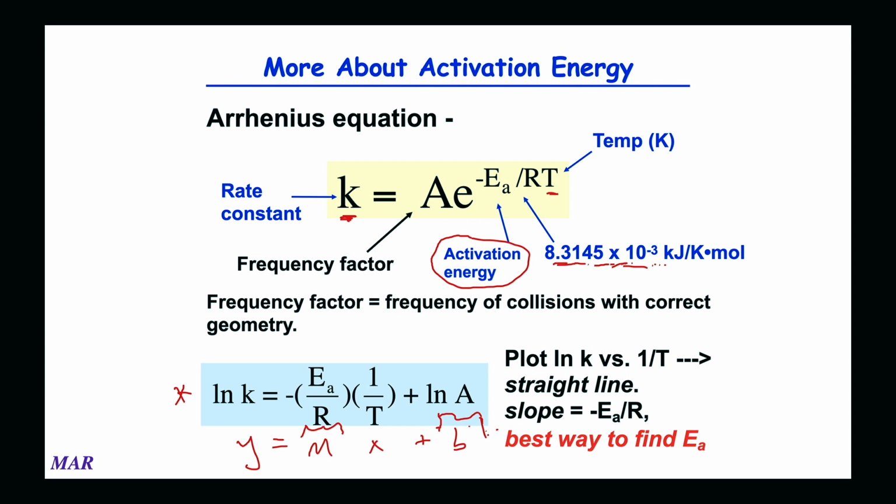It'll have a negative slope. Negative slope equals negative EA over R. E sub A is how you find it. And E sub A is always going to be a big positive number. We will do this in lab. It's not hard. It's a little tedious. I won't deny it. But it's totally the best way to find these energies of activation.